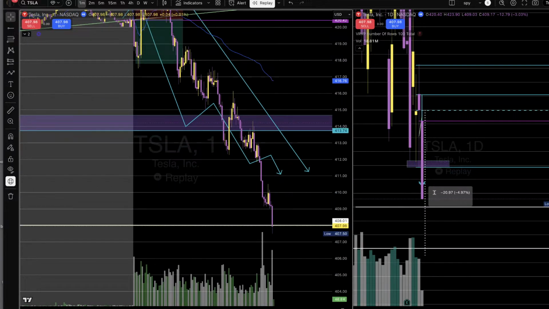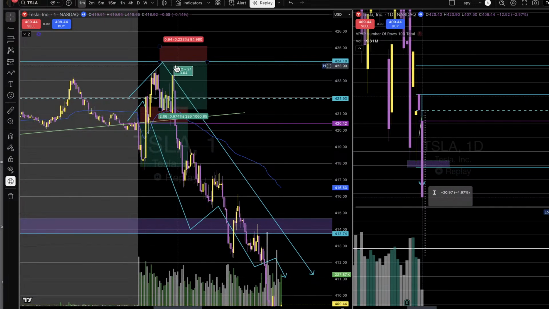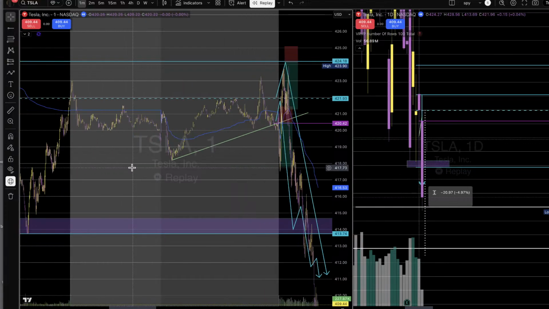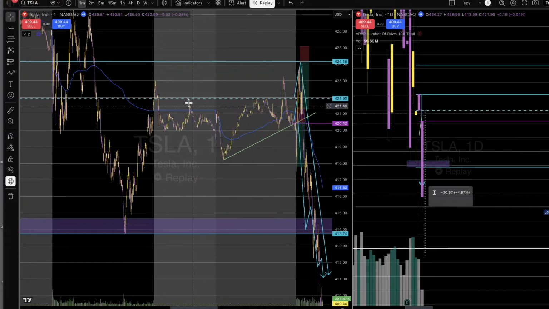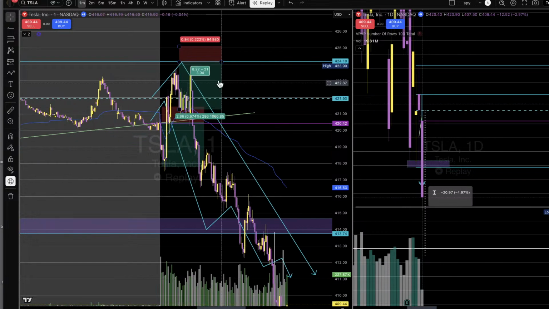Is it gonna hit the target? Yup. This was the better entry. This one, it hit a target, right? But there's more liquidity here. I'm just making that up, honestly. But a better retest, yeah.